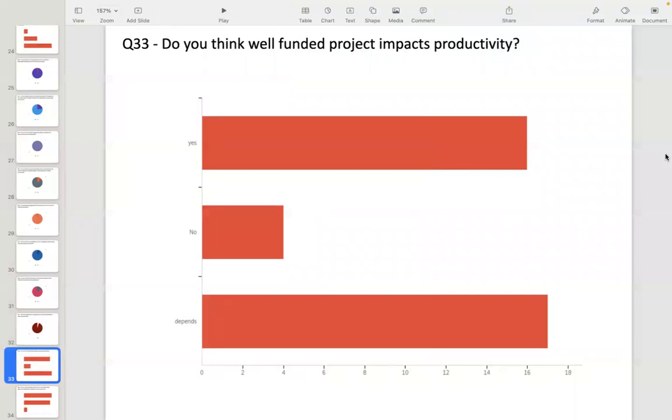Yeah, so I've started sharing my screen again. From this slide onwards, we are going to talk about the other two factors, that are projects and external stressors. I have worked on these two factors, and the first question I prepared was, do you think well-funded projects impact productivity?